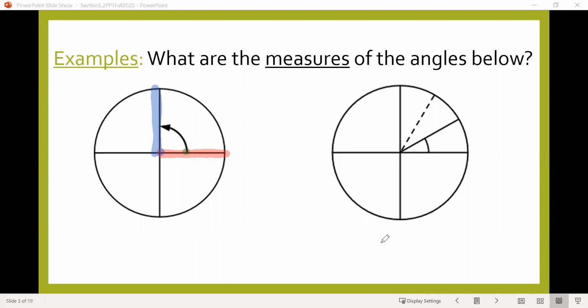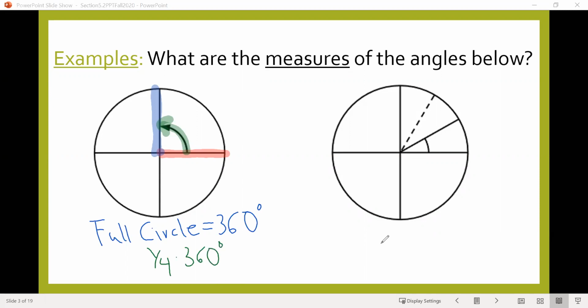And then for the measure, we're trying to figure out how much did we rotate to go from that red side to that blue side. Well, I can see, or recall, that the full circle here, if we go all the way around the circle, that's 360 degrees. And it looks like we went just a quarter of the distance around that circle. So we might do a fourth times 360, or 360 divided by 4. Either way we do it, I think we'll get that the measure of this angle here is 90 degrees. Okay.